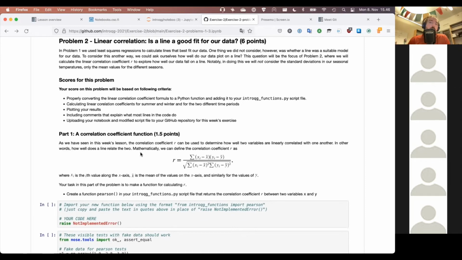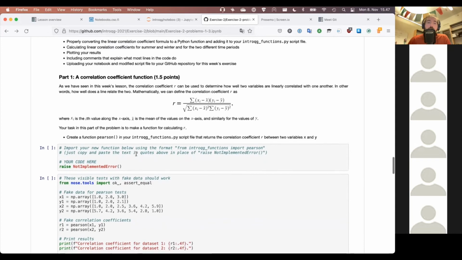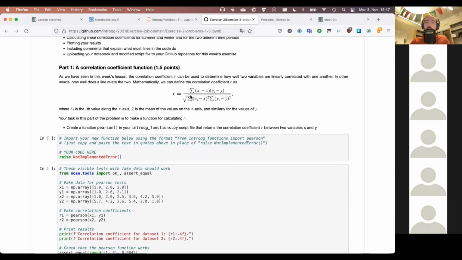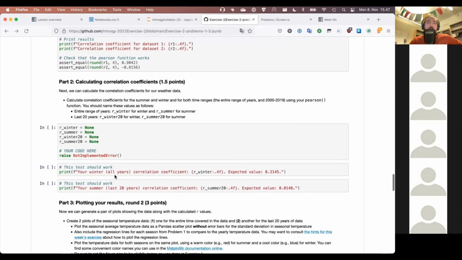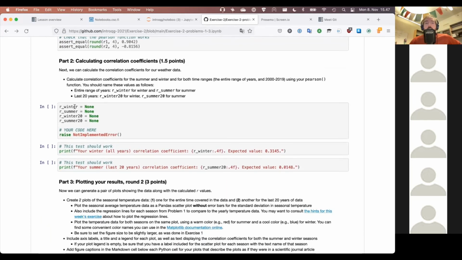Problem number 2 asks the question of whether a line is a good fit to our data set. In order to determine that, as you could imagine, we're going to calculate the correlation coefficients. So we'll use the equation for the correlation coefficient R that we just saw to calculate correlation coefficients for our temperature data. And again, you're going to make this a function in your intro QG functions script file. Then you can just copy and paste this command here to import it. And then this will allow you to test and see whether your Pearson correlation coefficient function is working as it should be. After that, you can use it to calculate the correlation coefficients for the winter and summer and for the two 20-year time periods.